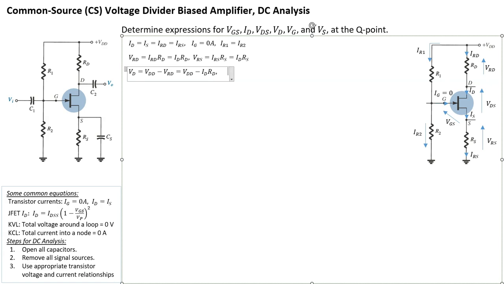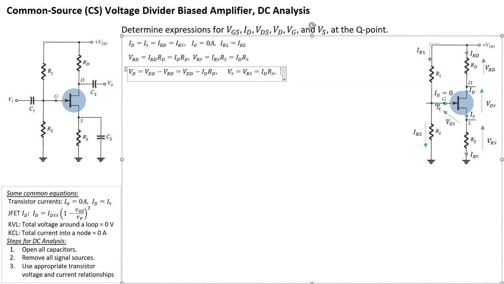Okay, let's have a look at VS. Well, VS is the source voltage with respect to ground, which is equal to VRS. So we have an expression for VRS. Therefore, it's just ID times RS. Okay, so that's our VS. And finally, let's work out what VG is. Well, where is VG? VG is here.